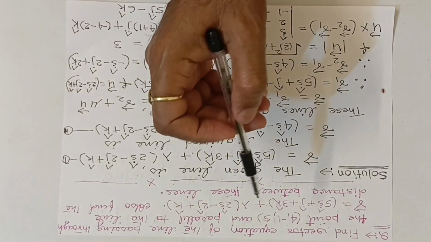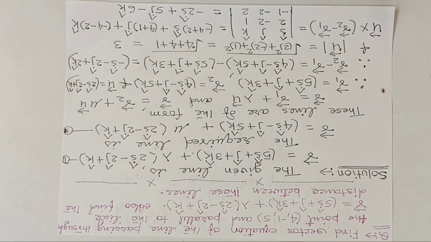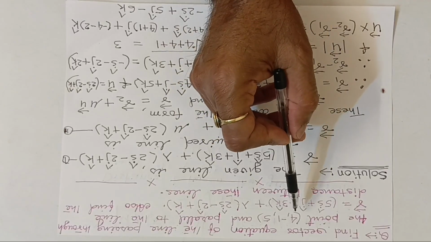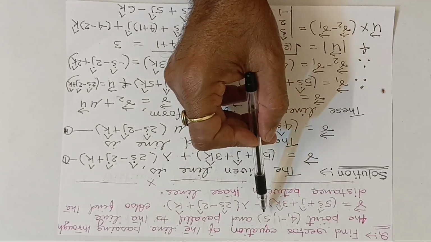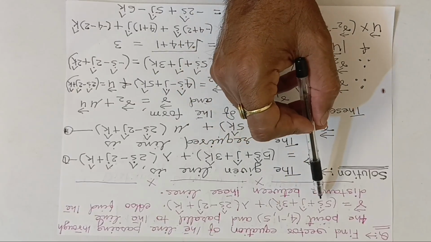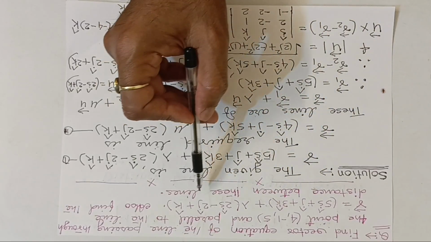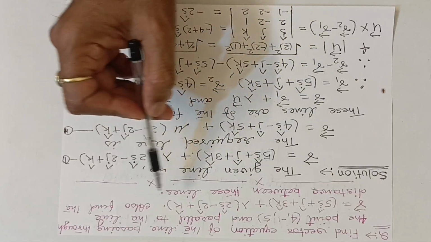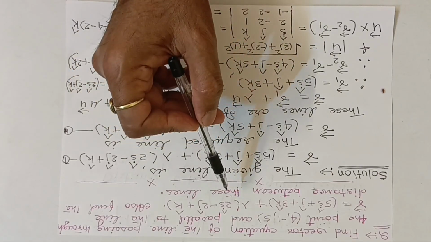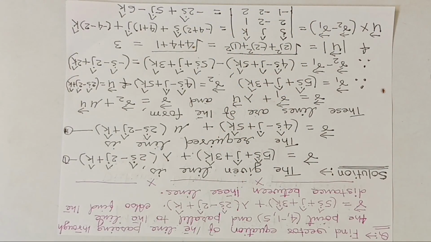Here we have to find the equation of the line passing through this point (4, -1, 5) and parallel to the given line, and we have to find the distance between these two parallel lines. Solution.